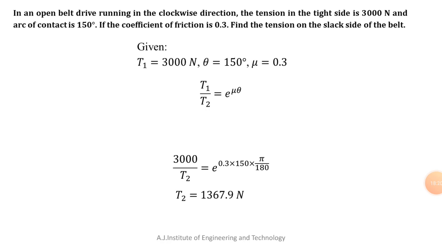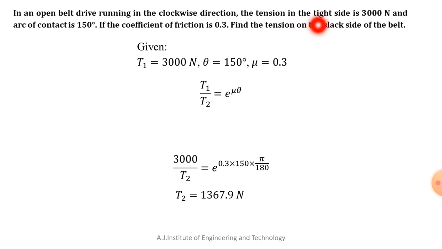Coming to the next problem, that is in an open belt drive running in clockwise direction, the tension in the tight side is 3000 Newton and the arc of contact is 150 degree. If the coefficient of friction is 0.3, find the tension on the slack side of the belt, because we have two sides in the belt, one is tight side and slack side.